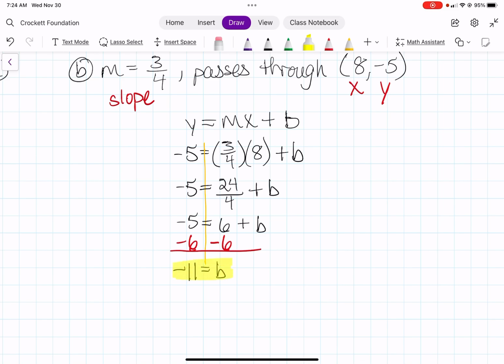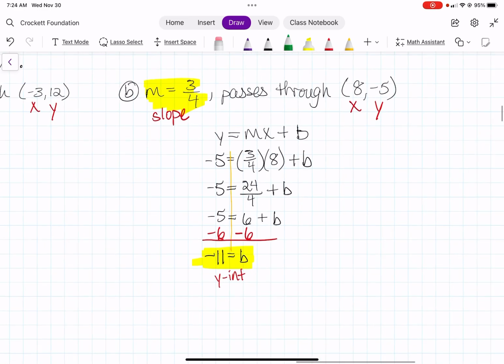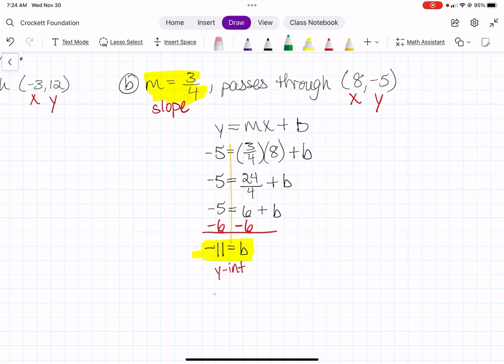Now, once again, once we have our y-intercept and we have our slope, and if it helps, you can put y-intercept next to this so you know that that's your y-intercept. Now we can write the equation of our line, which has to be y equals the slope, 3/4x minus 11, okay? And that would be our final answer. That'll conclude our lesson today on writing the equation of a line given a slope and a point.